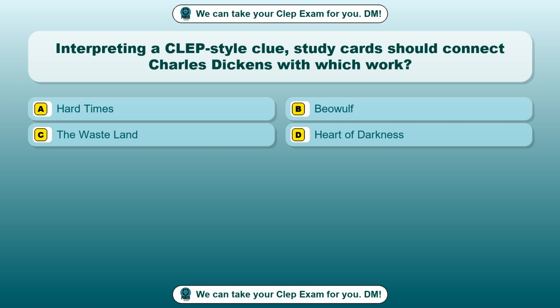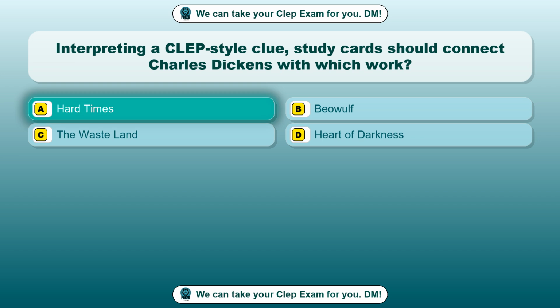Question 93. Interpreting a CLEP-style clue, study cards should connect Charles Dickens with which work? Option A, Hard Times. Option B, Beowulf. Option C, The Wasteland. Option D, Heart of Darkness. The correct answer is option A, Hard Times.